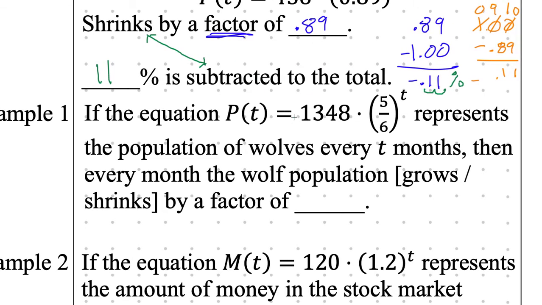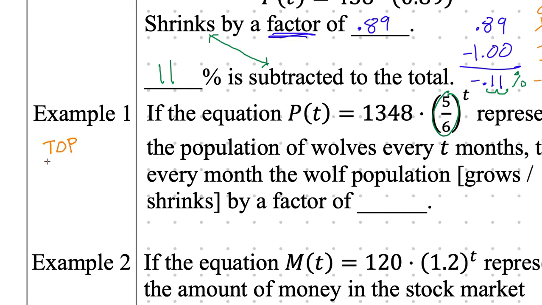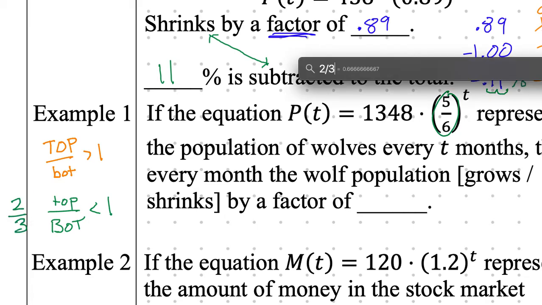So we have an equation, and that is representing the population of wolves every t months. Every month, is the wolf population growing or is it shrinking, first of all? Is this fraction bigger or less than 1? As your hint in terms of fractions, if the top is bigger than the bottom, then that's going to be greater than 1. If the top is smaller than the bottom, and I'm using capitals to let you know that the bottom is bigger, then that's going to be less than 1. So an example of that is like 2 over 3. That is less than 1 because 2 divided by 3 is 0.666 repeating.